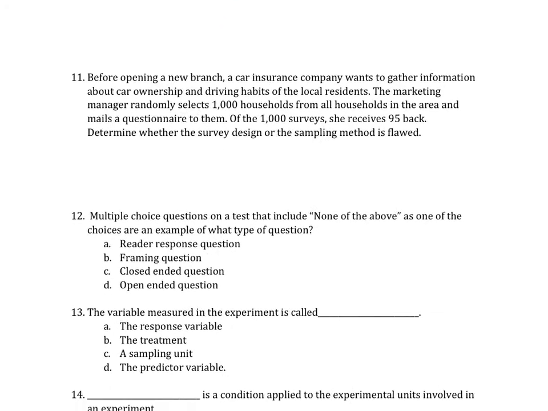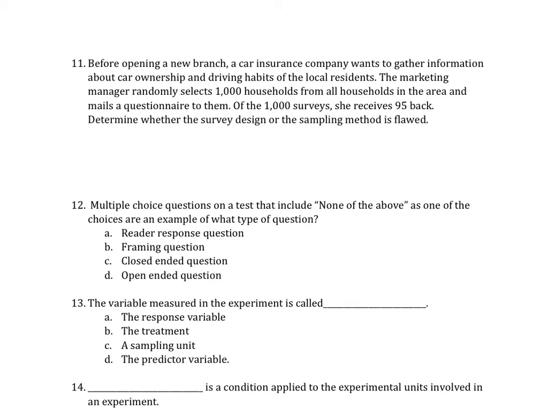Okay, 11. Before opening a new branch, a car insurance company wants to gather information about car ownership and driving habits. They randomly select 1,000 households from all households in the area and mail a questionnaire to them. Of the 1,000, she receives 95 back. We don't really have much information about what the questions actually said, so we can't say if the survey design was flawed or not. But the fact that only 95 out of 1,000 responded means the sampling method is flawed. It was a convenience survey because it had a high non-response rate. A lot of people didn't respond.